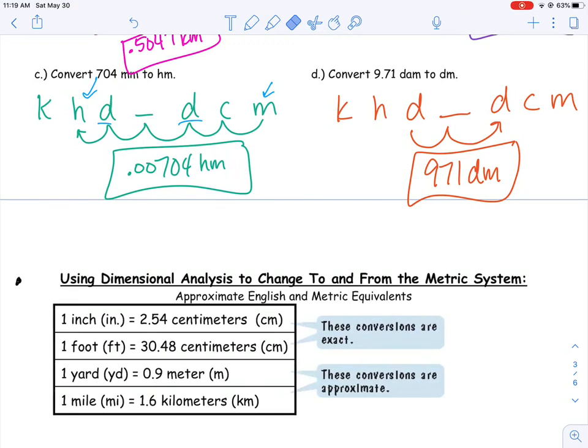Make sure that you know how to convert back and forth within the metric system, because in a second here, we're going to go back and forth between the two different systems, from English to metric and metric to English. Make sure that you practice those first two, though, before moving on to the next video.